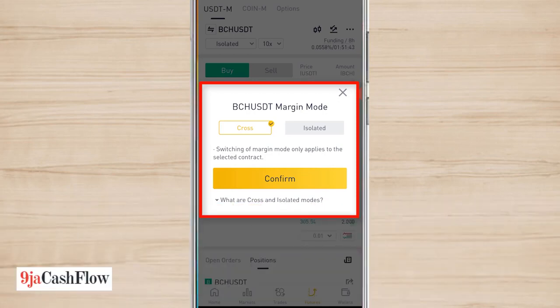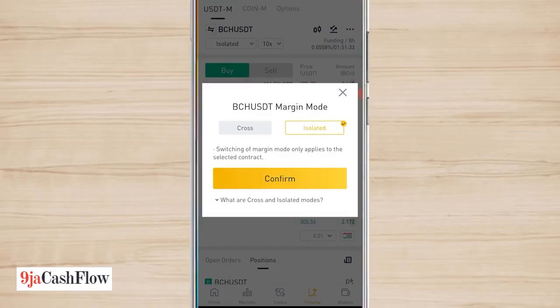Always make sure you click on isolated. So if you enter a trade with a margin of $5, you are only going to lose that $5 if there is a sharp increase, because sometimes your stop loss might not be triggered.